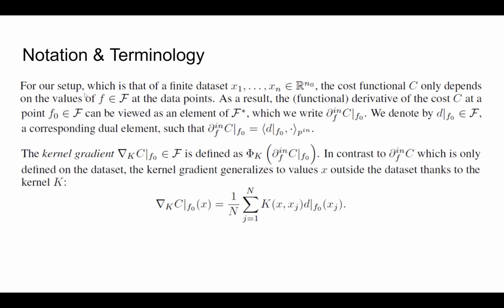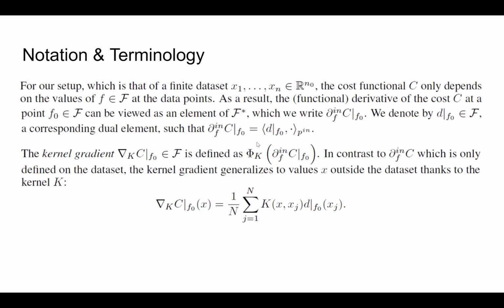So in our setup, we have a finite data set, x1 all the way to xn. We can write the cost functional C, the derivative of the cost C at a specific point f0, which is just the function initialized. And the functional derivative of the cost C with respect to F is defined here, and it's just a mapping that takes in, so it's elements of F star, which means that it will take in a function here and output a scalar.